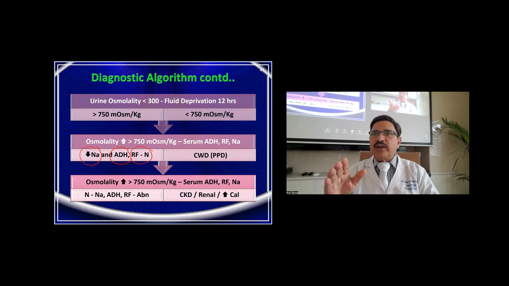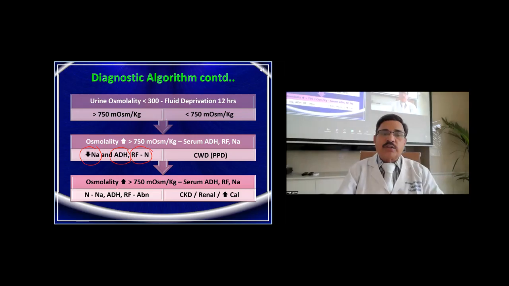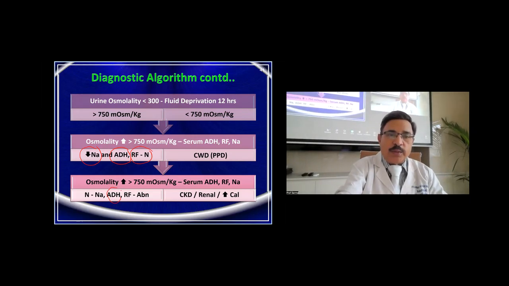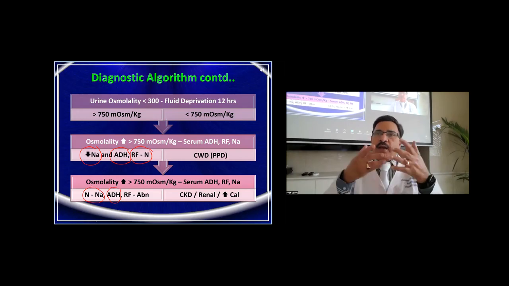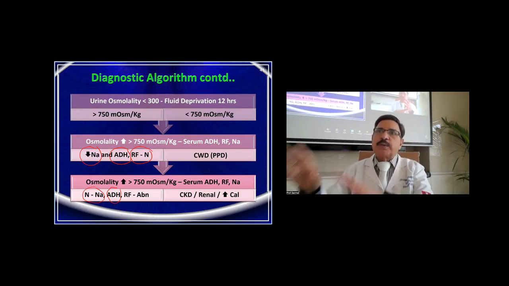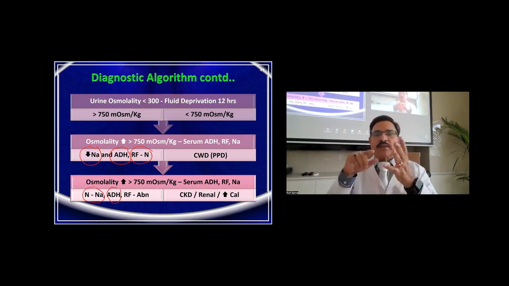Now, let us say his sodium is normal, ADH also is normal, there is no dilutional hyponatremia, there is no reflex suppression of ADH, renal function is there. Means we are dealing with acute or chronic renal disease or hypercalcemia. Look at the serum calcium. It could be hypercalcemia along with calcium. Water also is passing. That is why his polyuria is there.